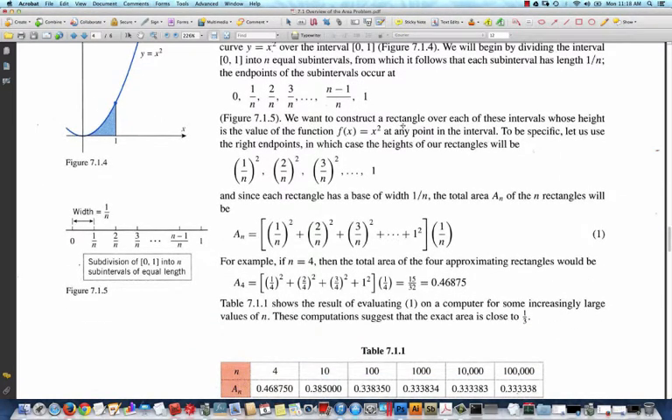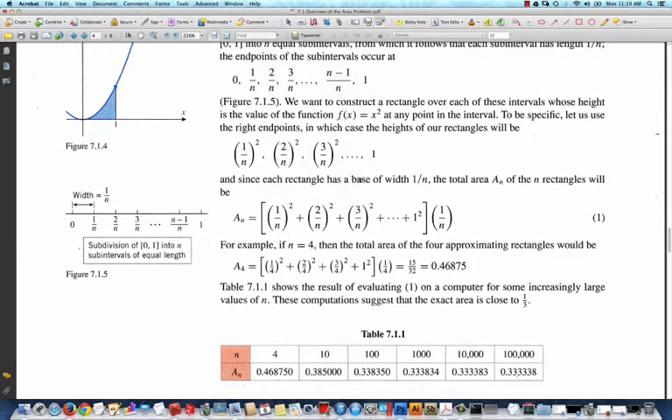We want to construct a rectangle over each of these intervals whose height is the value of the function f of x equals x squared at any point in the interval. To be specific, let us use the right-hand endpoints. So we're going to use the right-hand endpoint of each subinterval, in which case the heights of our rectangles will be (1/n) squared, (2/n) squared, (3/n) squared, all the way up to 1 squared, which is 1. These are the right-hand sides of the intervals.